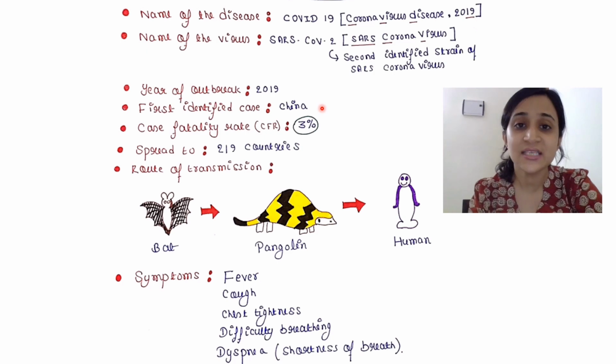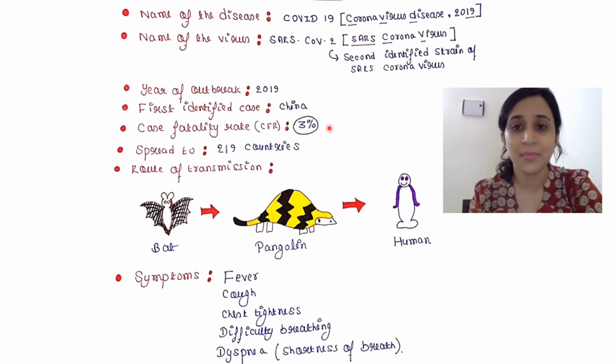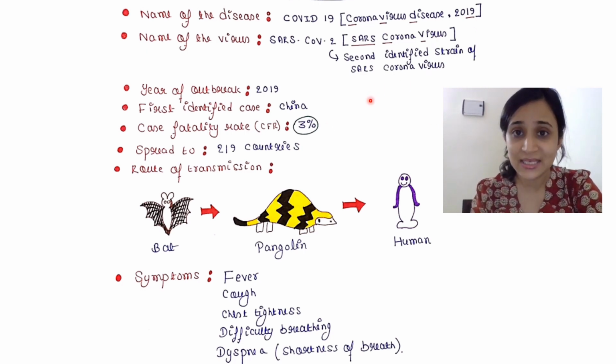And this time the case fatality rate is only 3%. I haven't put the data over here because the number of infections and deaths changes every day. If I put today's data and you watch my video 1 or 2 months later, you cannot relate. But till now, the case fatality rate or CFR is only 3%. I am saying only because it is much lower compared to the previous two, SARS-CoV-1 and MERS. It was 10% in case of SARS-CoV-1 and 34% in case of MERS.